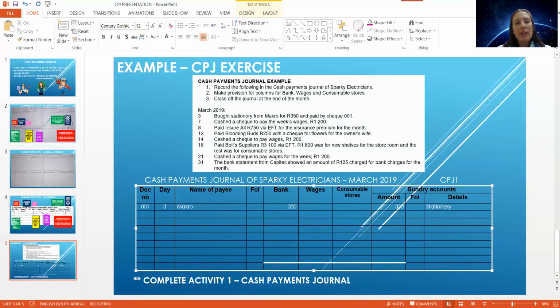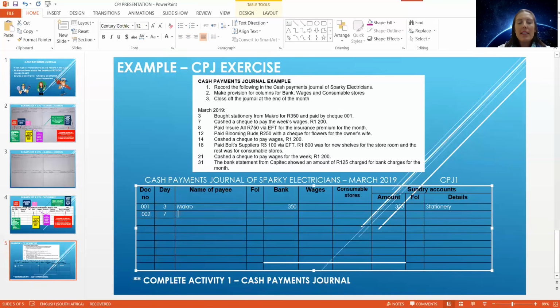And that is your first entry. Good. On the 7th, cashed a check to pay the week's wages, 1,200 Rand. Okay, did they give us a check number here? No, they didn't. What do we know? We know that the check numbers or document numbers, any document number, must be entered in numerical order. So if 001 was the first one, then we know 002 must be the second one.